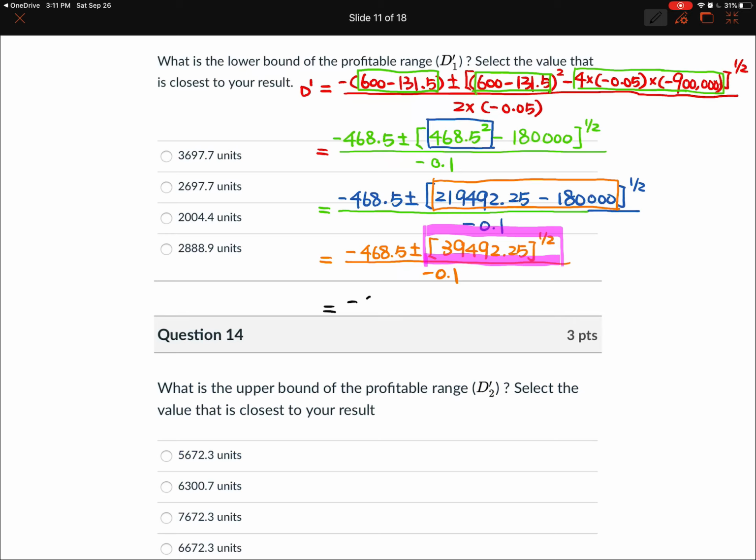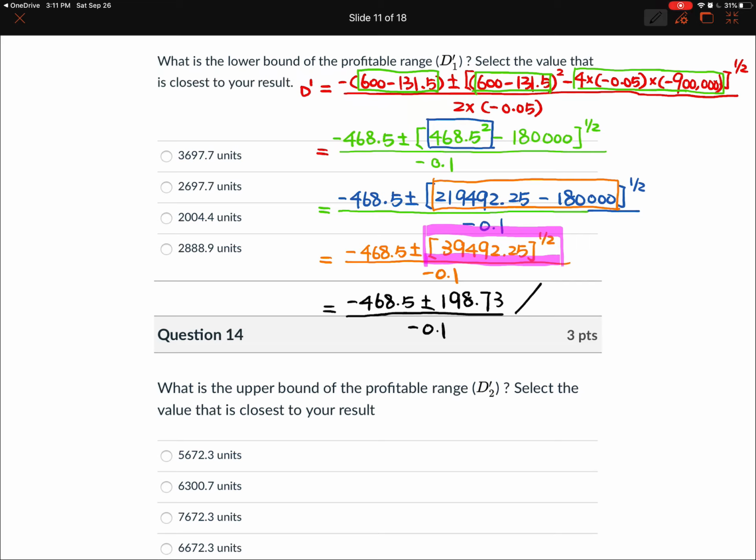Okay, so negative 468.5 plus minus the square root of this big number in the bracket, which is gonna be 198.73 over minus 0.1.